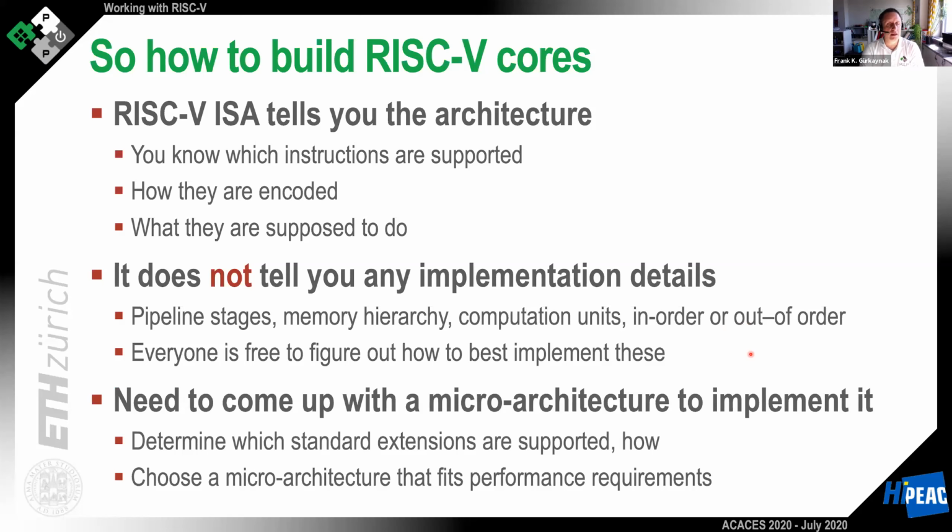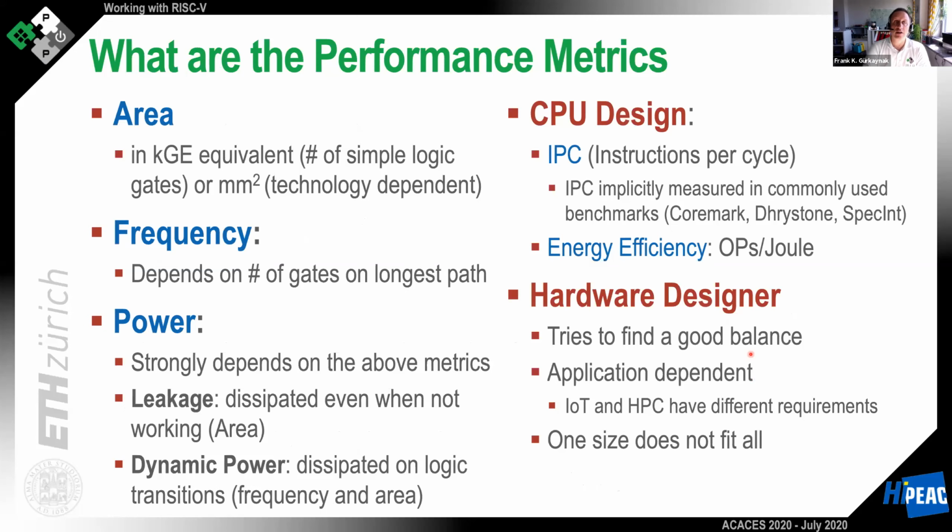Maybe your first idea is to determine which standard extensions you are going to support and how. Then, according to what kind of performance requirements you have, you will choose the microarchitecture that best fits these requirements. Towards the end of the talk, I'm going to show you the different cores we have and how they fit. Now, when you talk about performance metrics, you also have to briefly understand what we are talking about. Here is a very rough description of them.